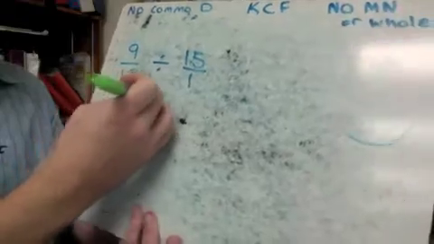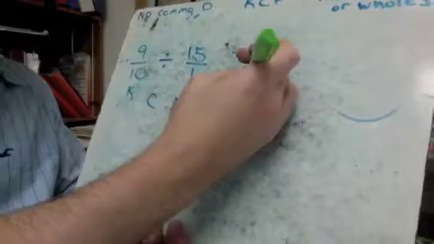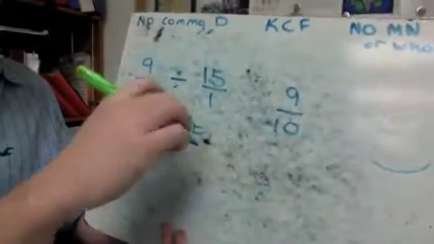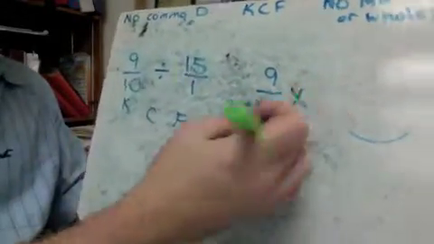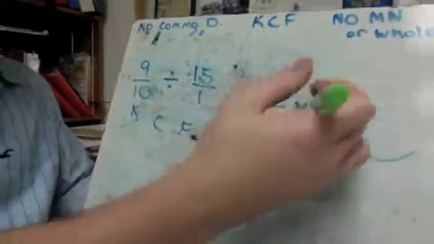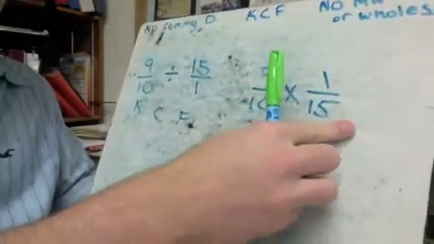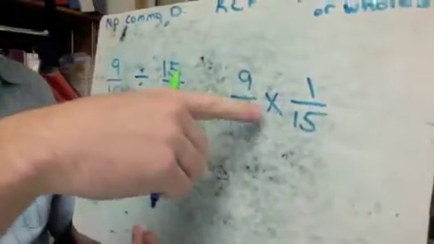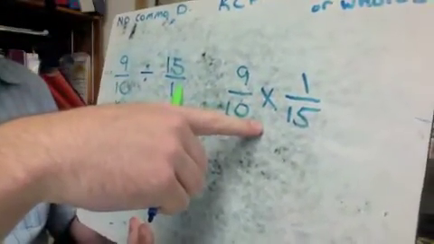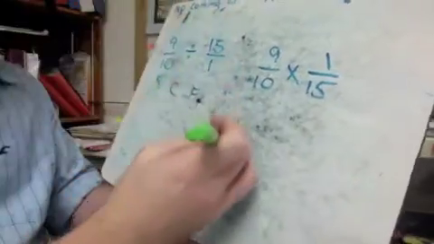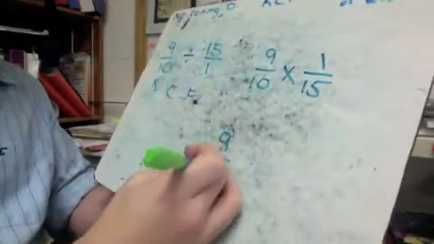Now I can do my keep it, change it, flip it. Keep the 9/10, change the sign, flip it around. Here's my problem. Looks like I can do some cross division if you want to here, so I'll write this twice.